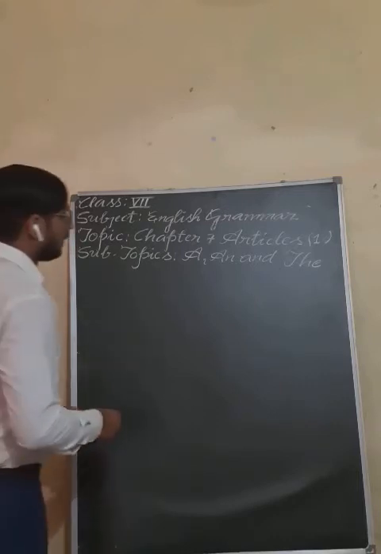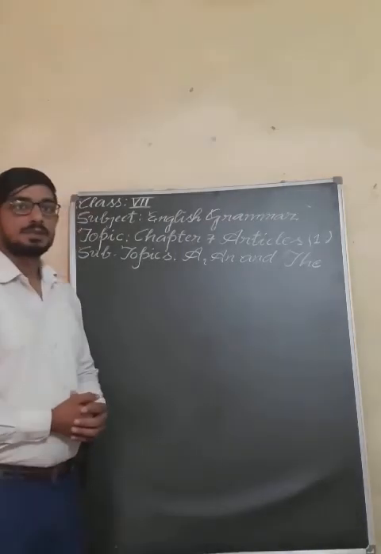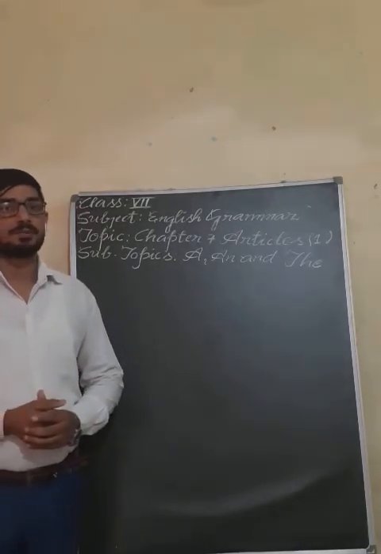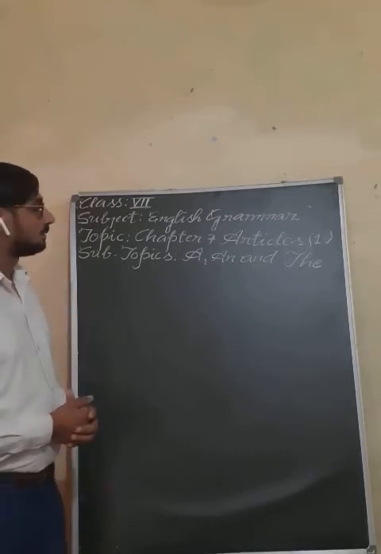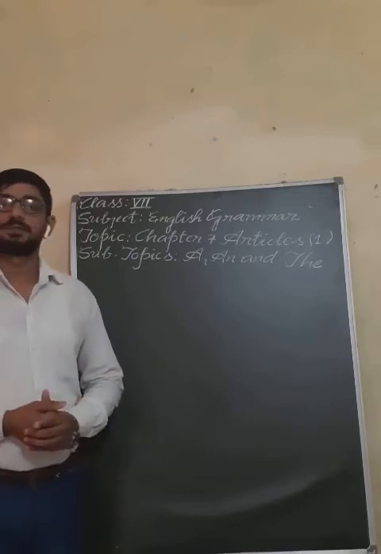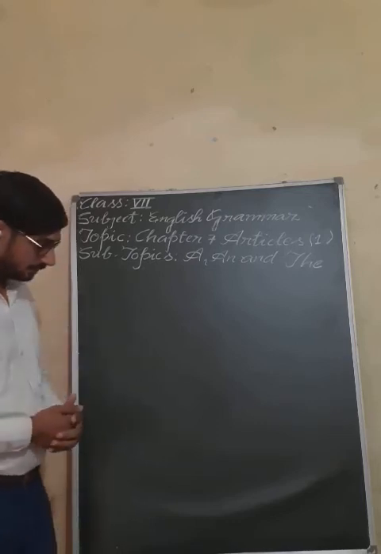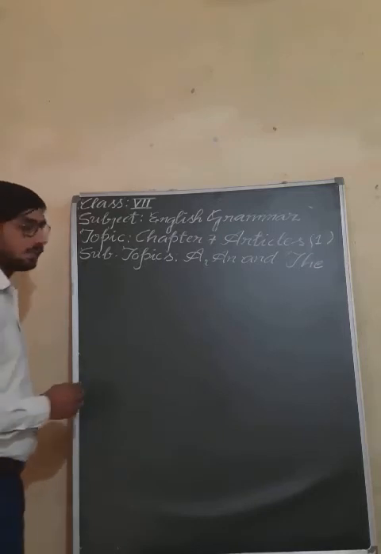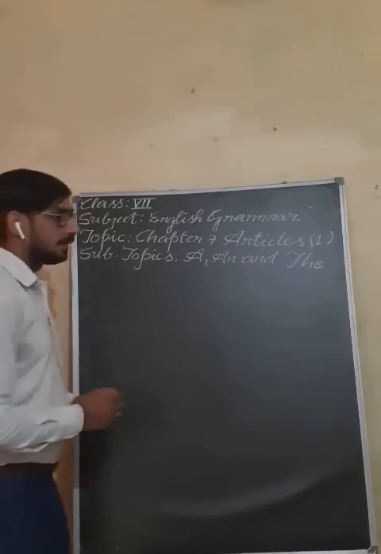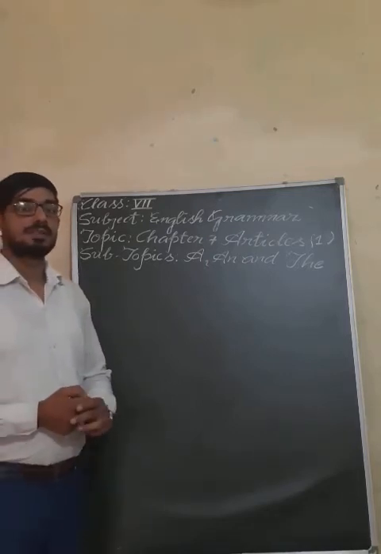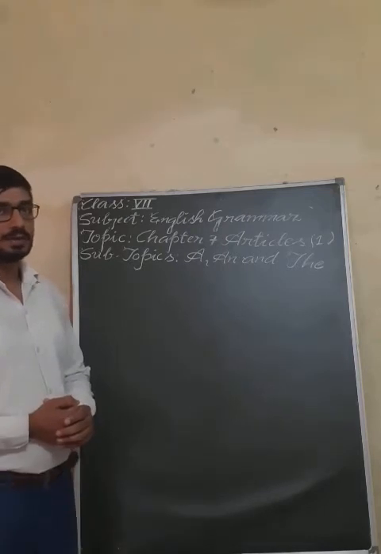As you know, we use a and an with singular countable nouns, and the is known as the definite article. In this chapter we will discuss this. A is used before a consonant sound and an before a vowel sound. As you know, there are 20 vowel sounds and 24 consonant sounds.